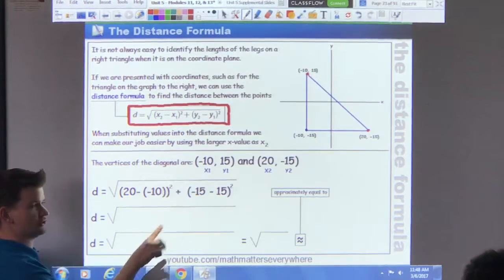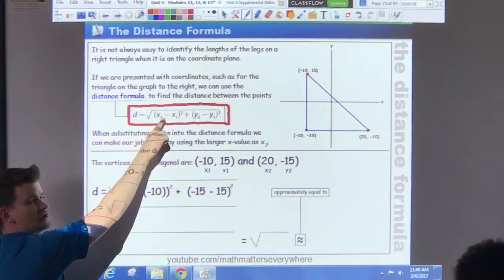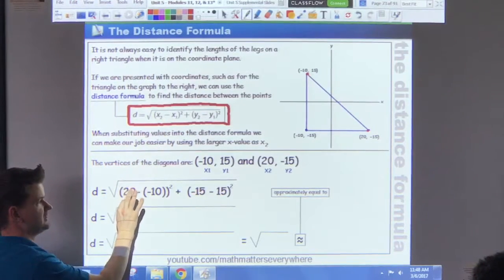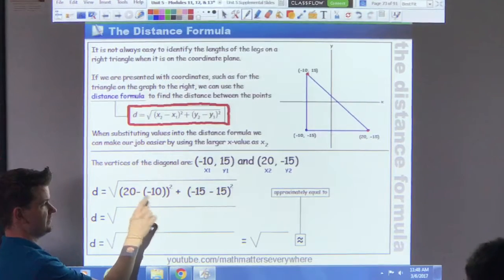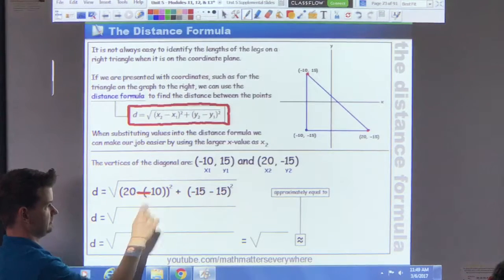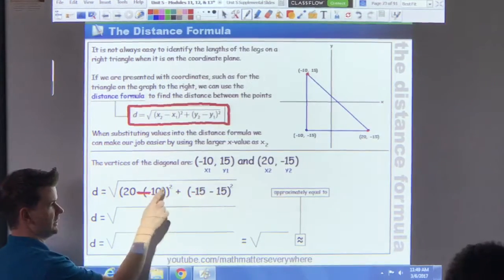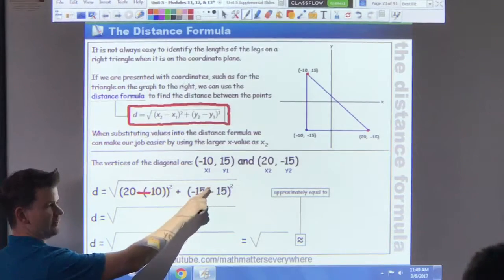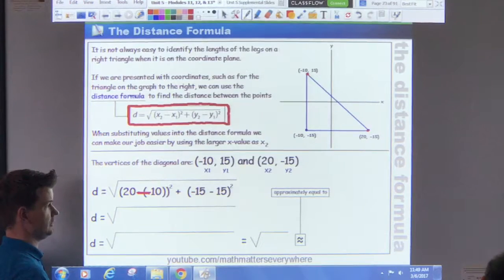So we take x2, we substitute it in, 20. Keep in mind, there is a subtraction sign in the formula. So it's 20 minus negative 10. These two negatives next to each other are going to form a positive, okay? And then plus negative 15 minus 15. Keep in mind, we're squaring this, we're going to be squaring that, then we're going to be adding it together. Takes a little practice, it's really not that complicated.